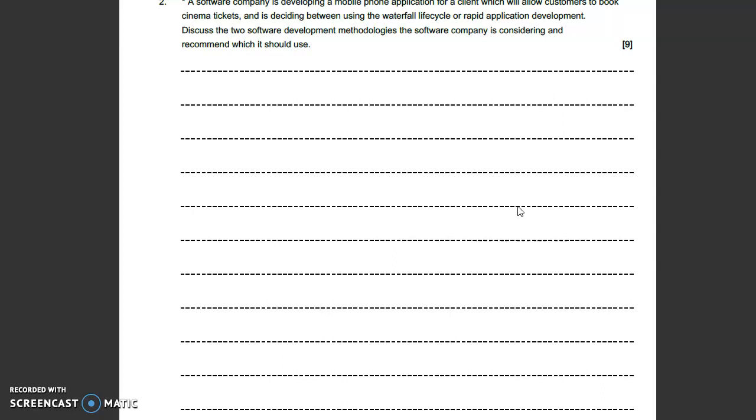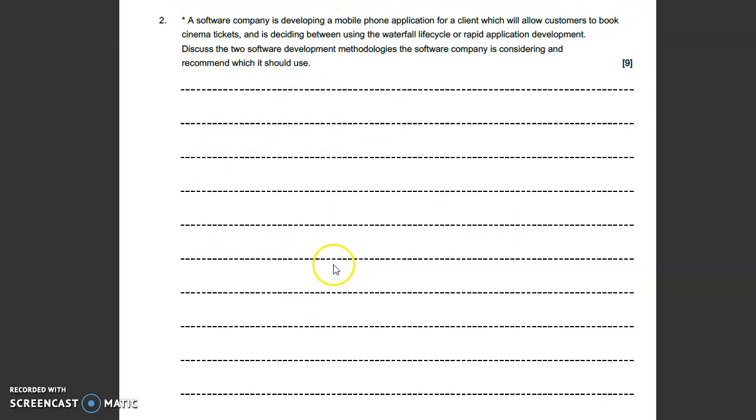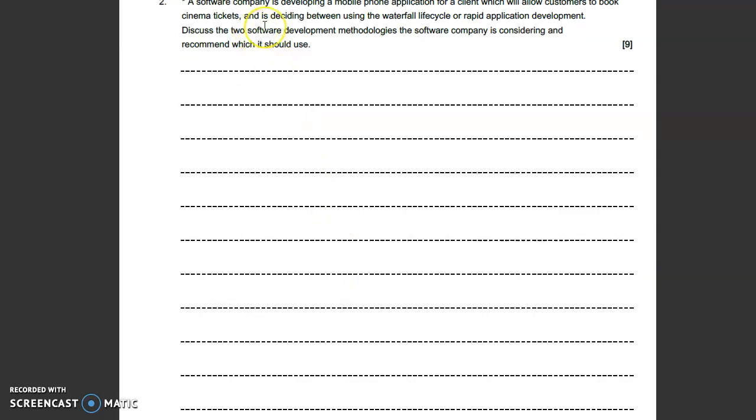This is your 9 marker then. Remember that 3-pronged attack for this. So you've got knowledge, understanding, application, and then evaluation. So I'm going to go down really what the knowledge and understanding is. So you need to look through the question. It's looking at a software company developing a mobile phone app. Basically, when you boil it down, it's looking at waterfall life cycle and rapid application development. Discuss the 2 software development methodologies. And then obviously consider which one you recommend to use.